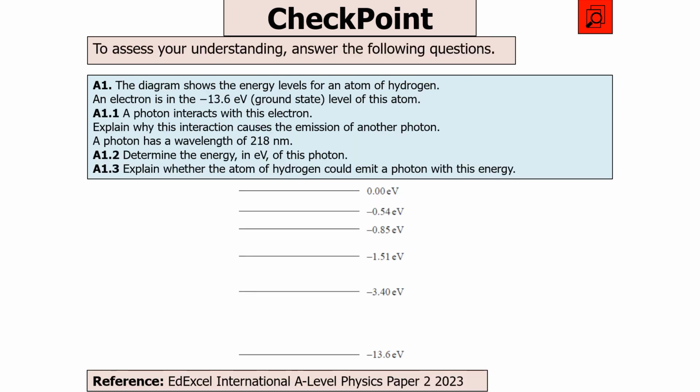The next question says, the diagram shows the energy levels for an atom of hydrogen. An electron is in the ground state, the minus 13.6 eV level of this atom. A photon interacts with this electron. Explain why this interaction caused the emission of another photon.